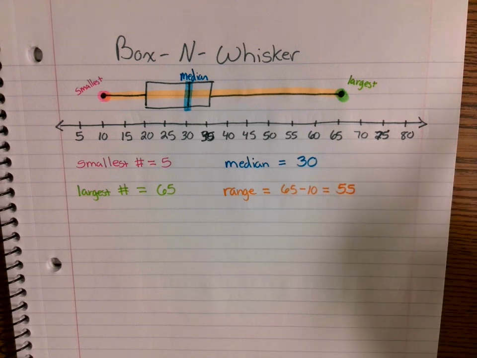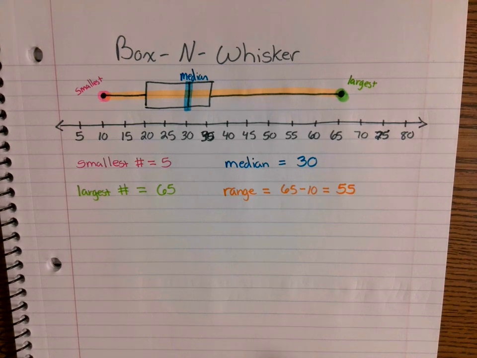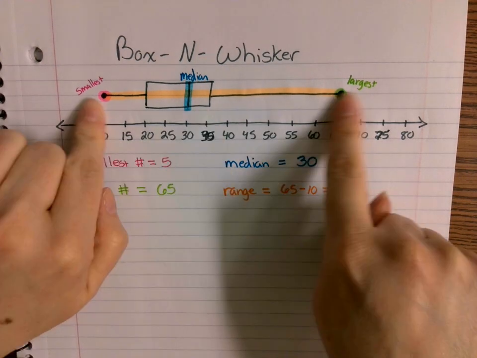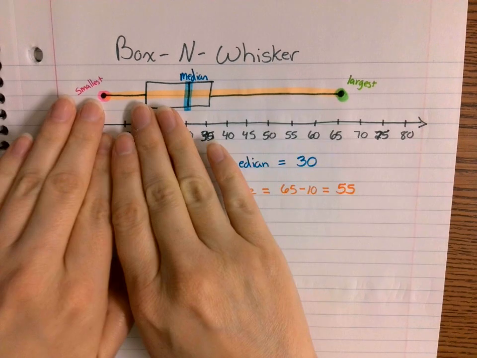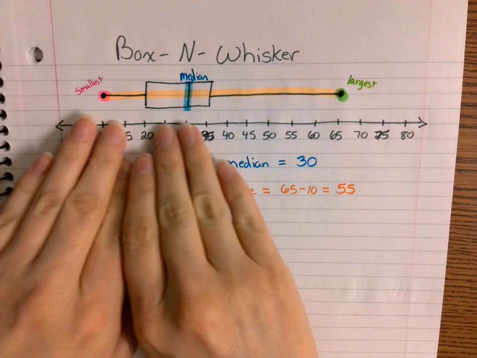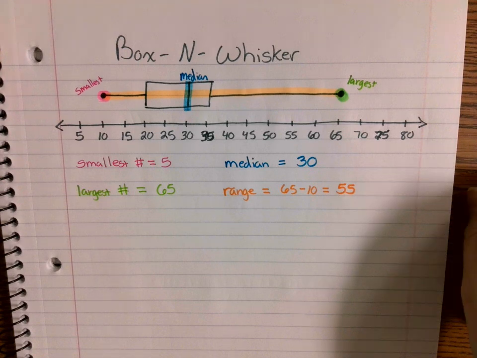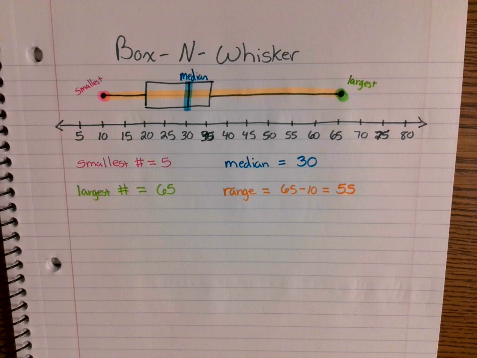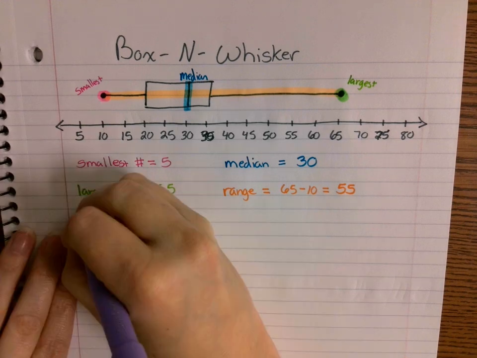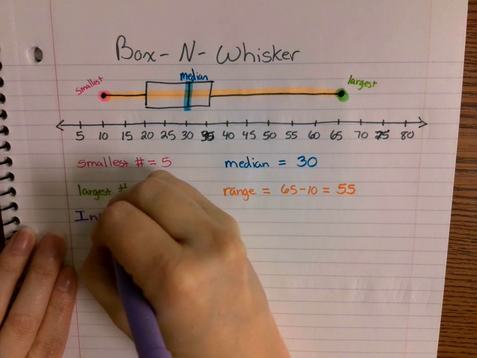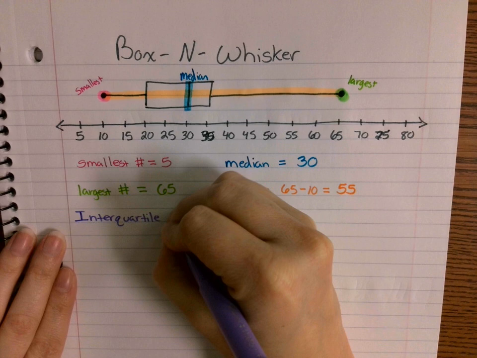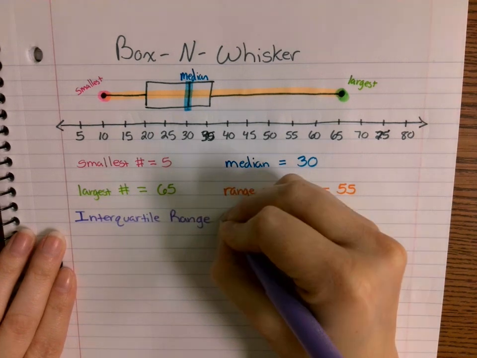So the range is how you extend the entire chart. The entire graph is going to be considered your range. There's one other value that we know that we haven't talked about yet, and that's called interquartile range. From this point on, we're going to label it IQR, just so it's a nice little abbreviation.